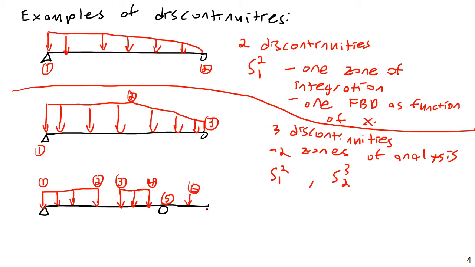6 and then 7. The end of the beam is always going to be one of your discontinuities by definition, because the beam just stops there. Mathematically, by definition, any point beyond the edges of the beam has 0 shear and 0 moment, and that represents a discontinuity. So here I'd have 7 discontinuities. Oh boy. Which means I would need 6 zones of analysis.